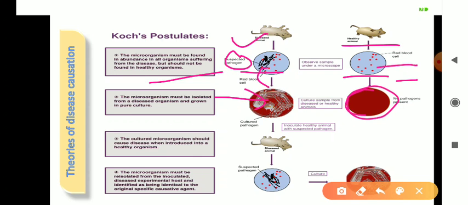The third point is that the cultured microorganisms should cause disease when introduced into a healthy person. Here the bacteria has been grown in the culture. If that bacteria is taken from the culture and introduced again into an animal, it will again cause the disease. Understood? Then the microorganism must be re-isolated from the inoculated diseased experimental host and be identical to the original specific causative agent.